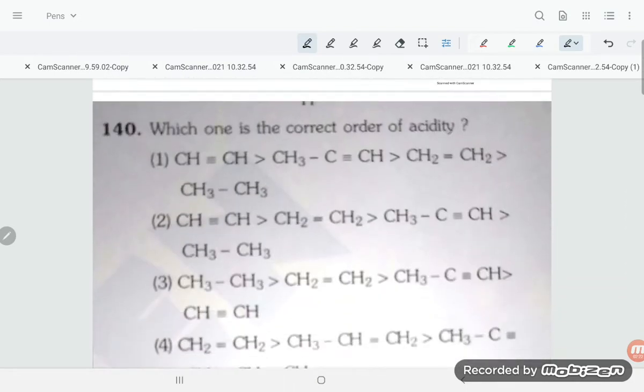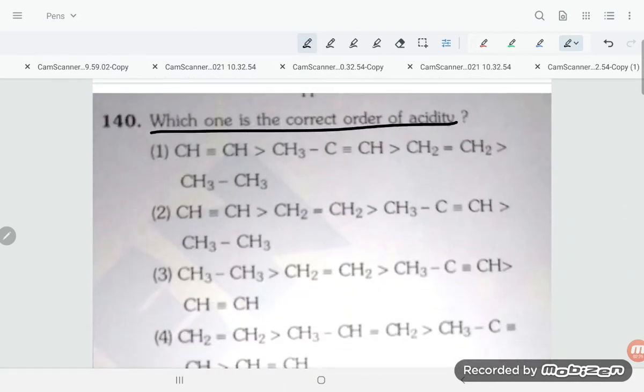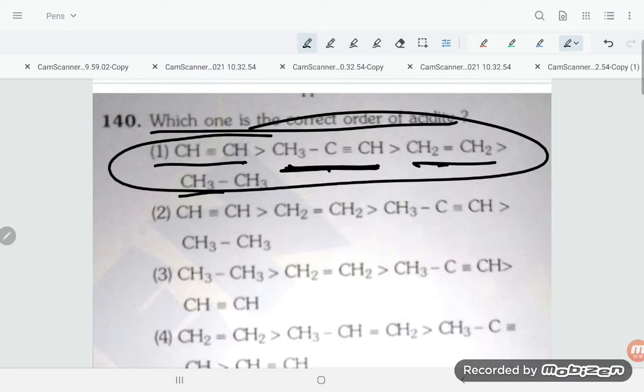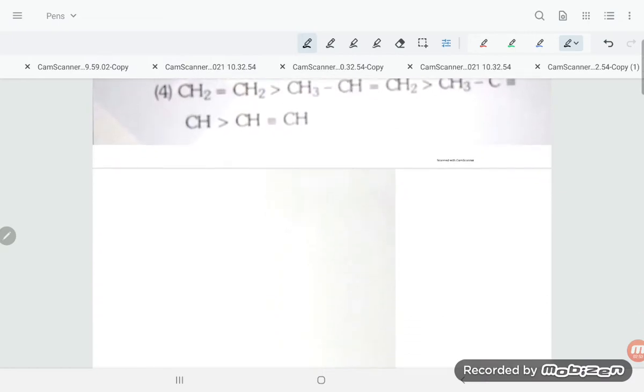Very easy, student. Which is the correct order of acidity? The triple bond is more acidic, then this one, then this one, so the first option will be correct. This alkyne is more acidic because here the s character is 50 percent, here also 50, here 33 percent, here 25 percent. So the greater the s character, the greater the electronegativity, and the stronger the acid.